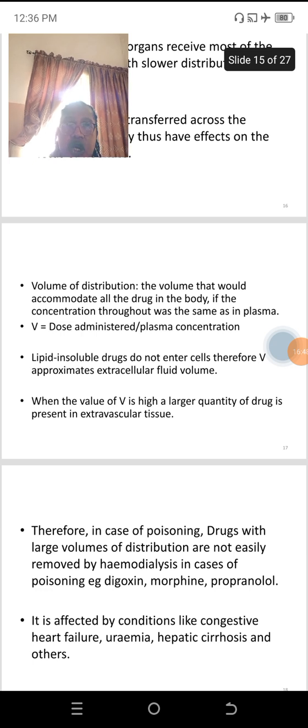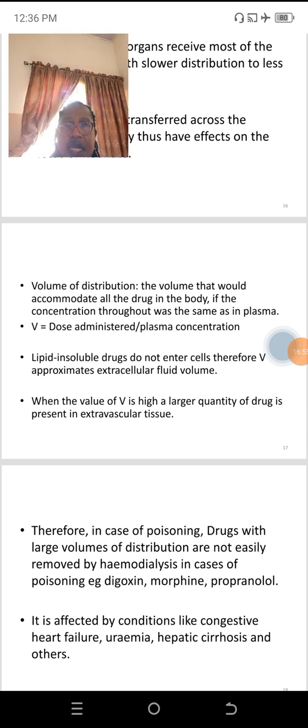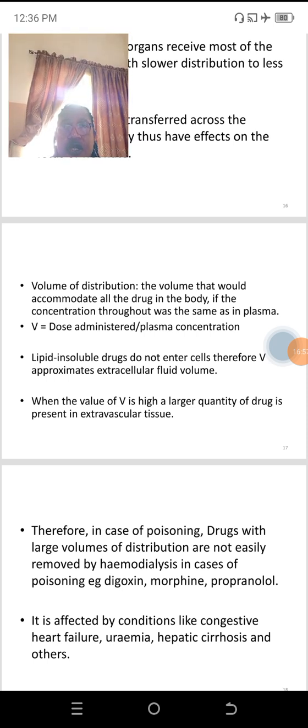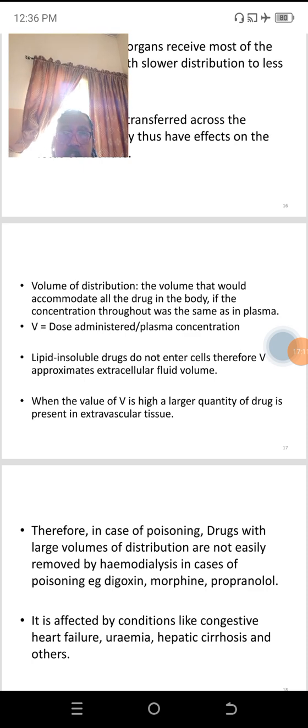Lipid insoluble drugs do not enter cells. Therefore, their volume of distribution approximately equals the extracellular fluid volume. But when the value of V, that is when the volume of distribution, is high, a large quantity of drug is present in extravascular tissue.